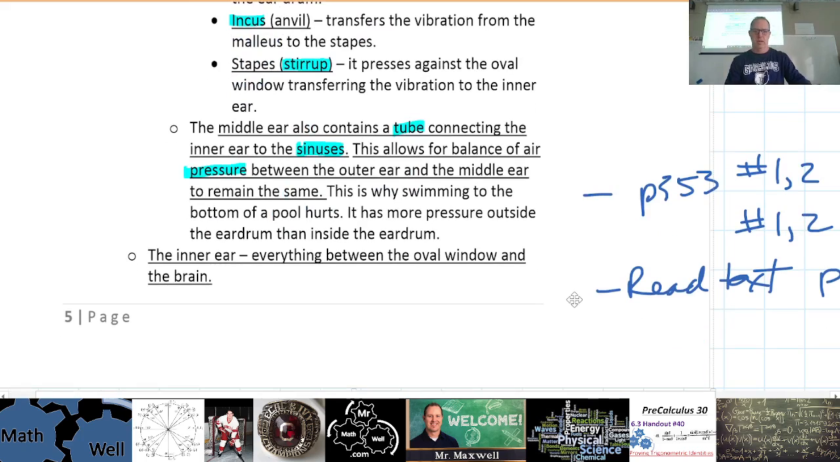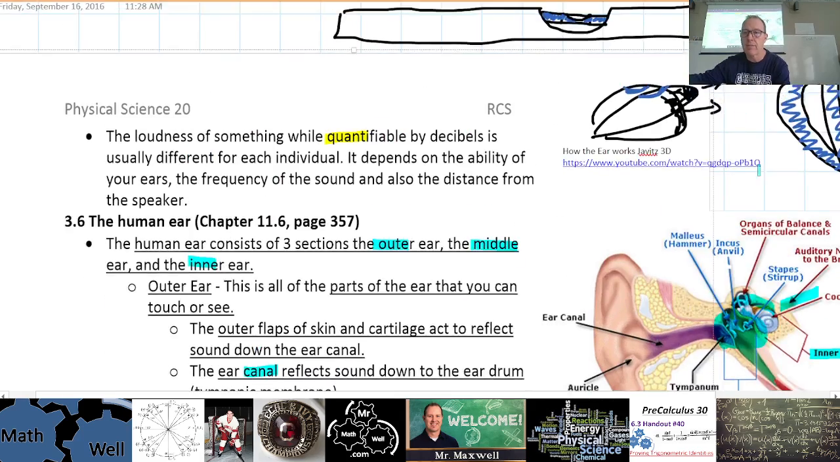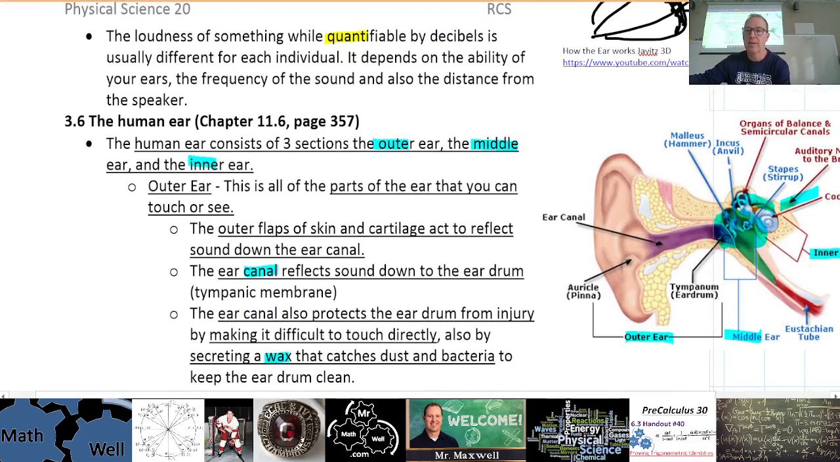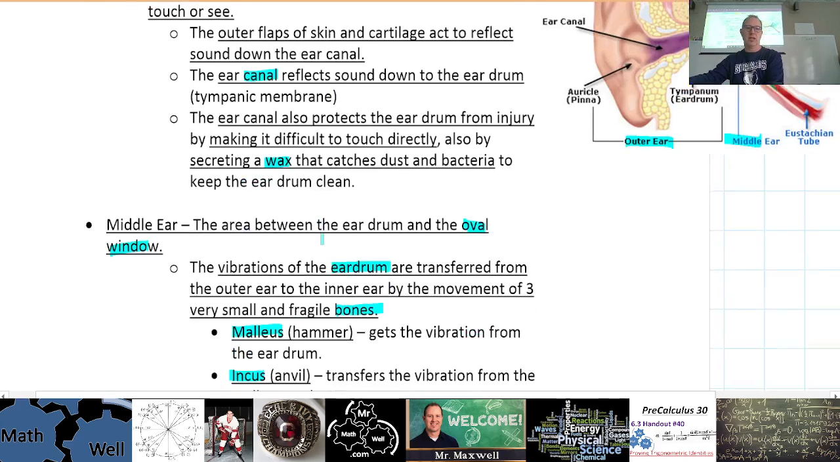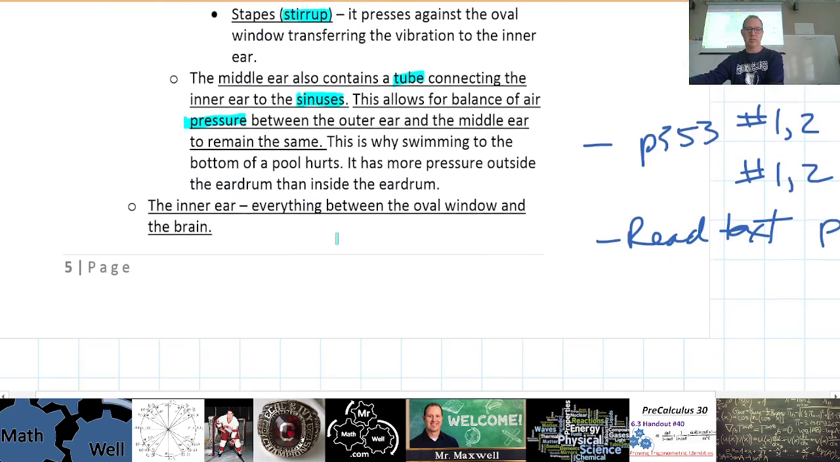Okay. All right. We have a couple paragraphs here yet to go. Let's finish the notes here in this section, and I'll give you some questions to do. The inner ear. Okay. Where's the inner ear? The inner ear, everything between the oval window and the brain. So if we go back to our diagram up here, it's tough to see on the side, but the cochlea, the semicircular canals, which we'll talk about later, and then the auditory nerve to the brain. That's the innermost part of your hearing system. That's called the inner ear.